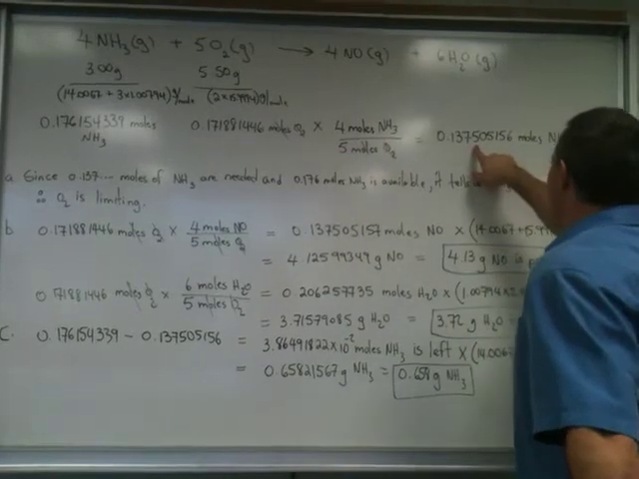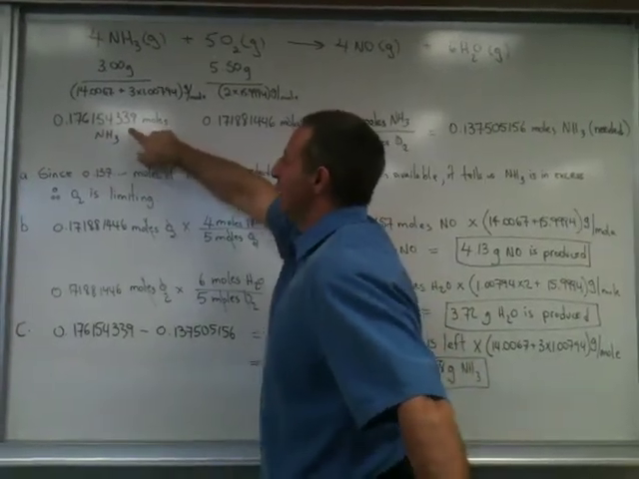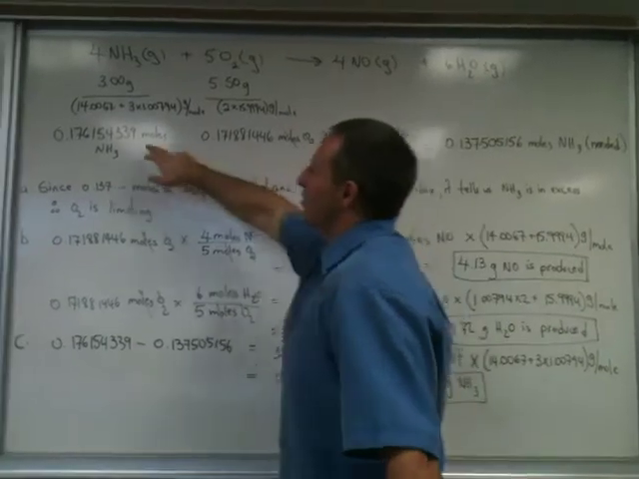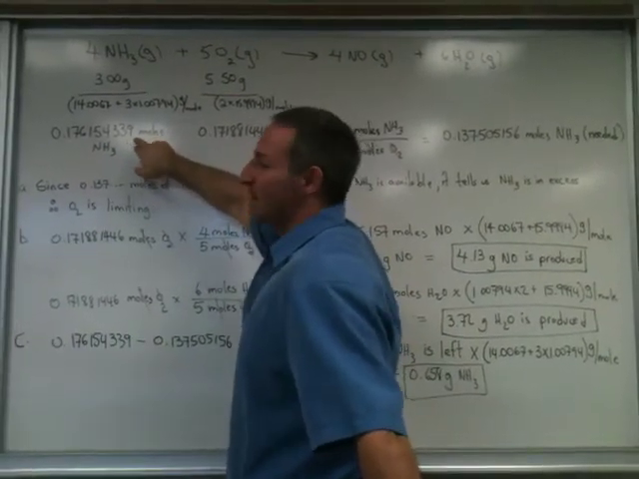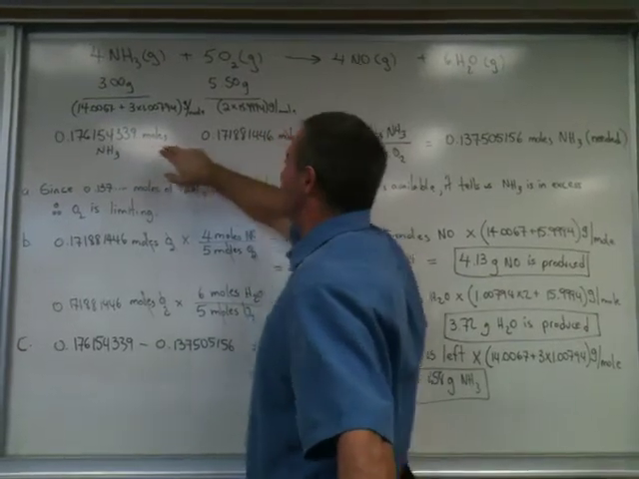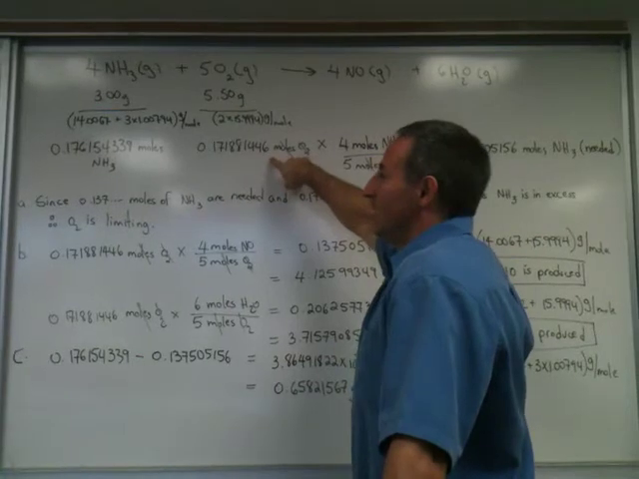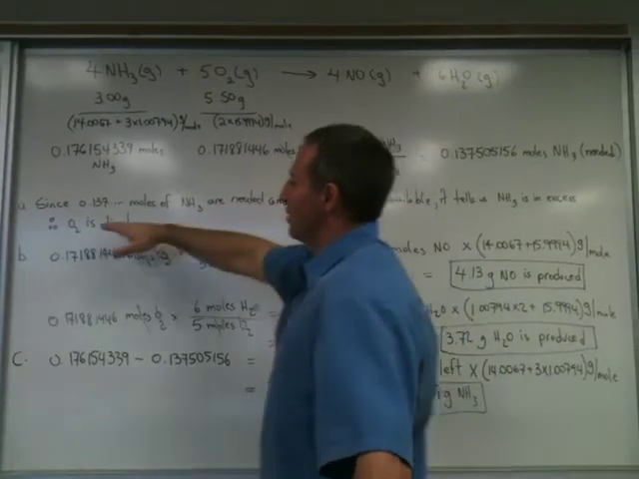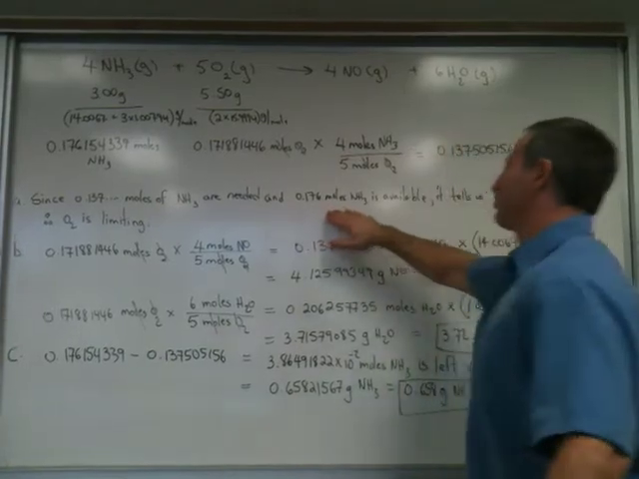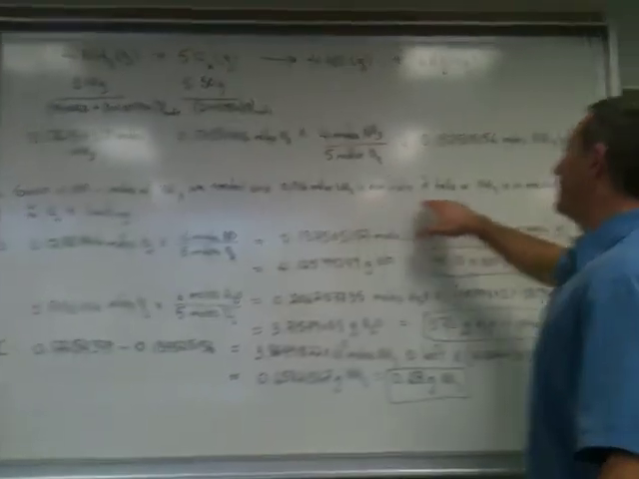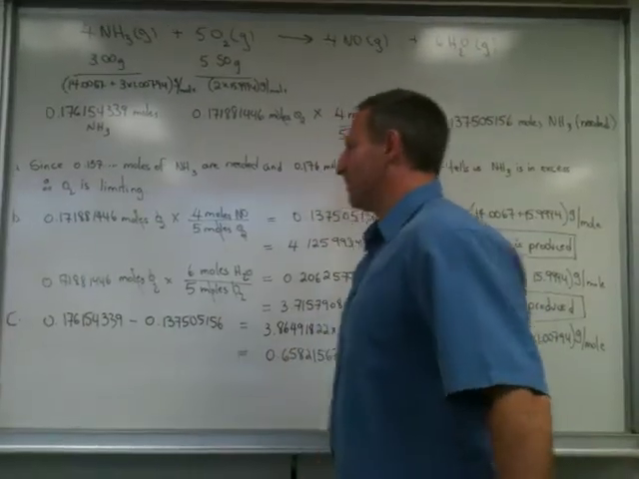So it takes this many moles of ammonia, but we have this amount. Given that this number is smaller than that number, it tells us we have an excess of ammonia. If we have an excess of ammonia, it means that the limiting reagent is the other one. So oxygen is the limiting reagent. So I put that in words here. Since 0.137 moles of ammonia are needed and 0.176 moles of ammonia is available, it tells us that ammonia is in excess, therefore O2 is limiting.